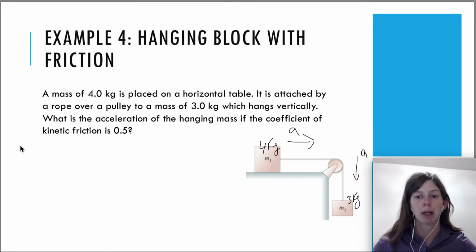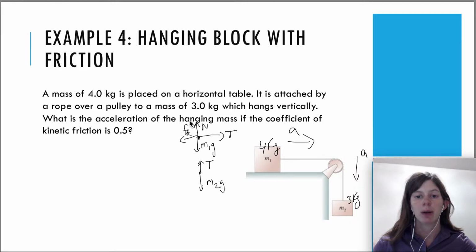First, we need to draw a free body diagram. So for M1 here, I'll draw it right here as a dot. M1 has a normal force because there's a surface, and has a weight that balances that normal force. And then there's a tension pulling to the right, and there's a kinetic friction force opposing that pull. And then for M2 here, we have the weight pulling it down and the tension pulling it up.